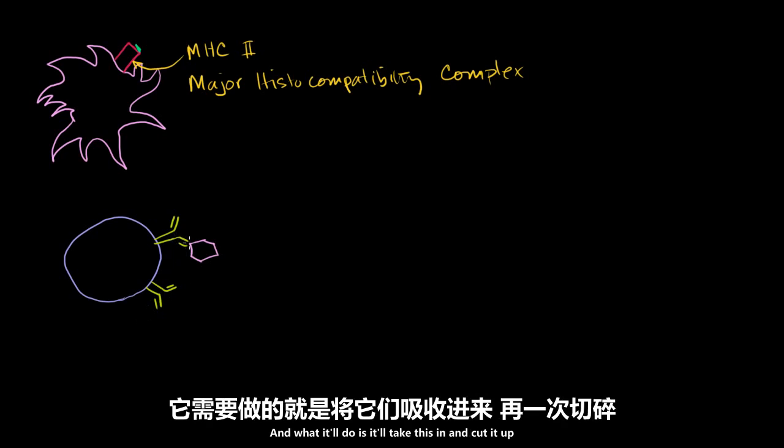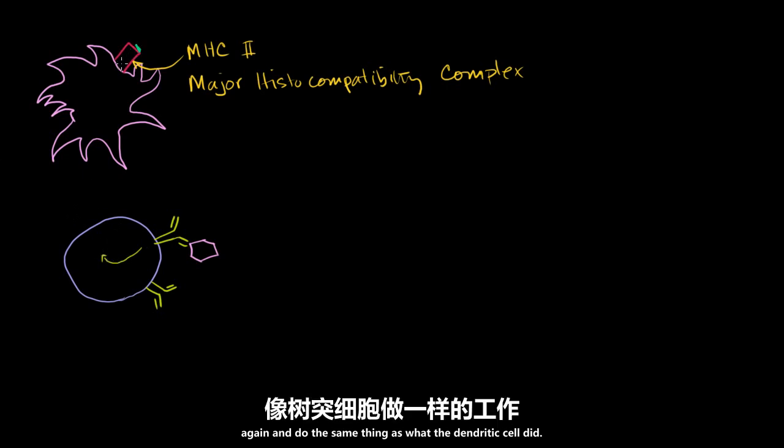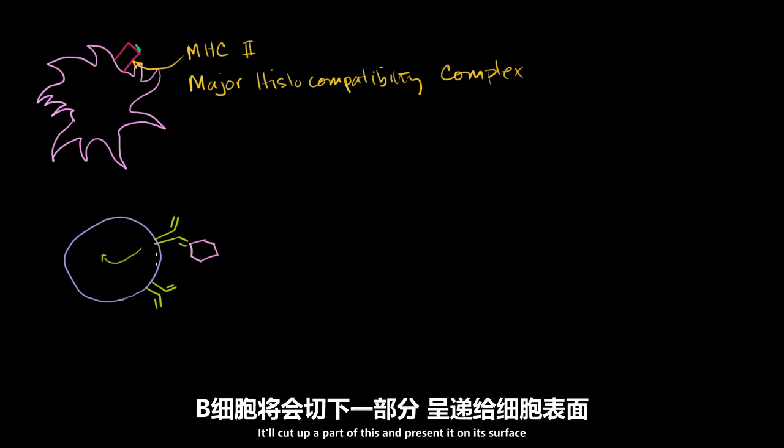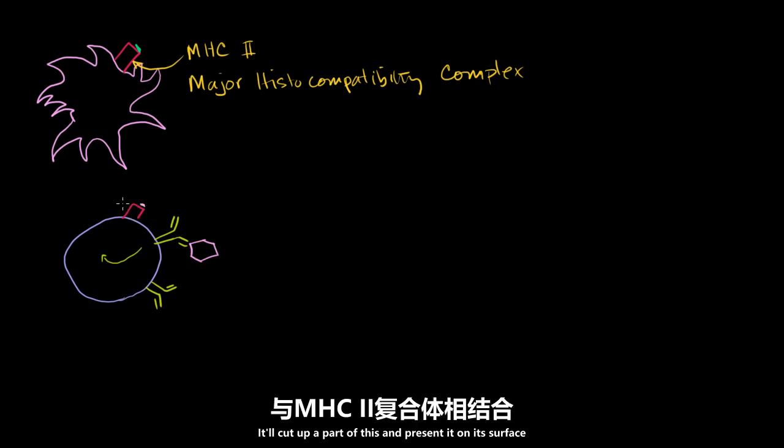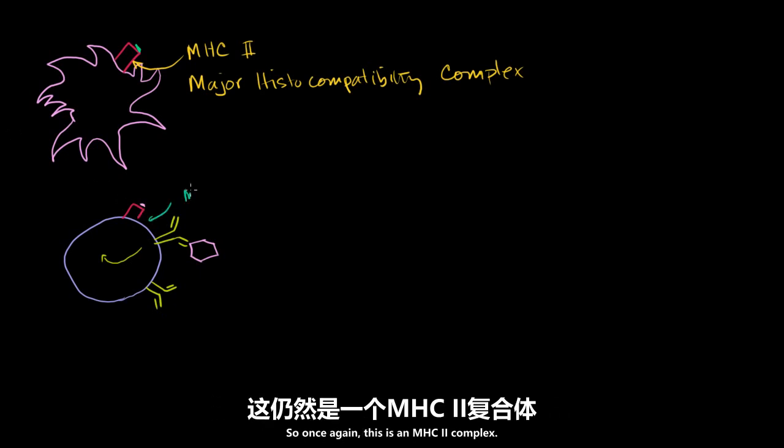And what it'll do is take this in and cut it up again, and do the same thing as what the dendritic cell did. It'll cut up a part of this and present it, so I made this in pink, so I'll make it in pink right here, a little part of this virus. It'll present it on its surface in conjunction with an MHC2 complex. So once again, this is an MHC2 complex.